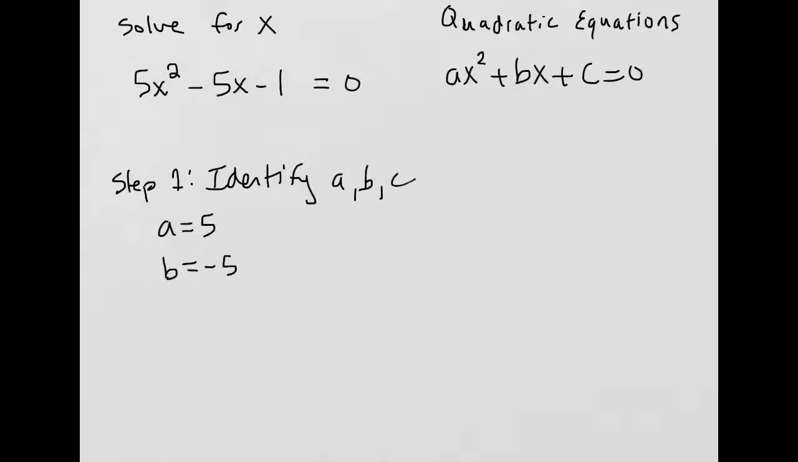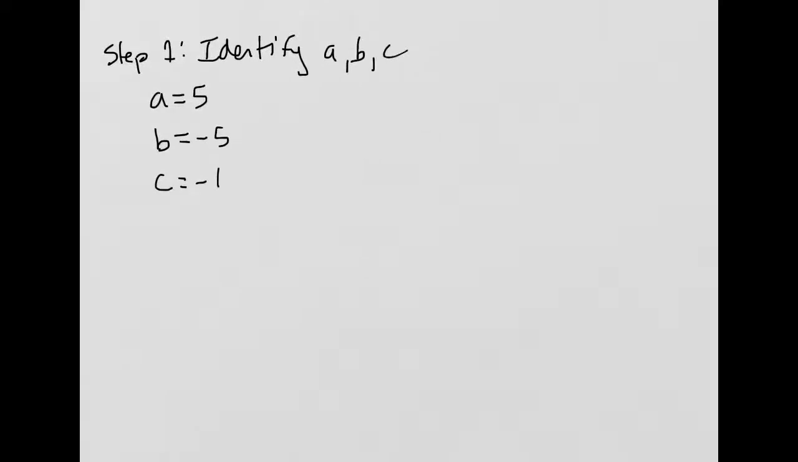And then our c term is just that number sitting all by itself out here. And again, we keep the sign. So our c term would be negative 1. And then the second step is we're going to apply the formula.